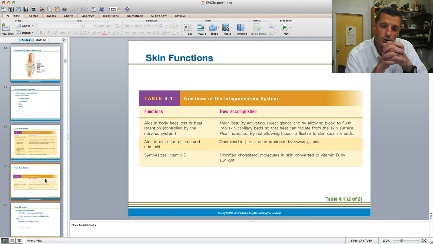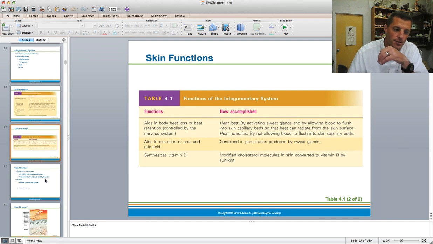And then also our skin has the function of synthesizing vitamin D. And you may have heard people refer to vitamin D as the sunshine vitamin. So your skin is actually able to convert some molecules to vitamin D by the use of sunlight.